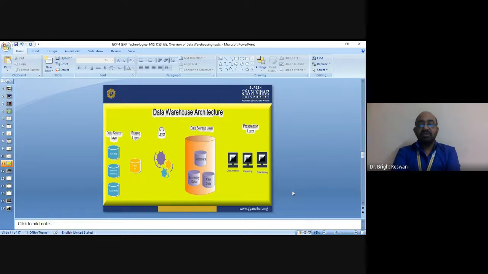Let us talk about the architecture of data warehouse. There are basically two types of architecture of data warehouse. The first architecture is conceptual data architecture. The second architecture is logical data architecture. As in the figure given in the slide, you can see the general architecture of a data warehouse.